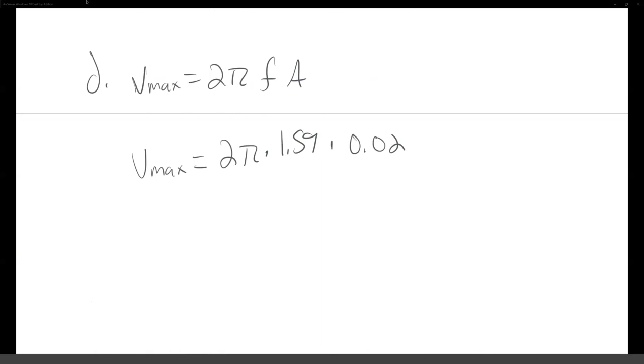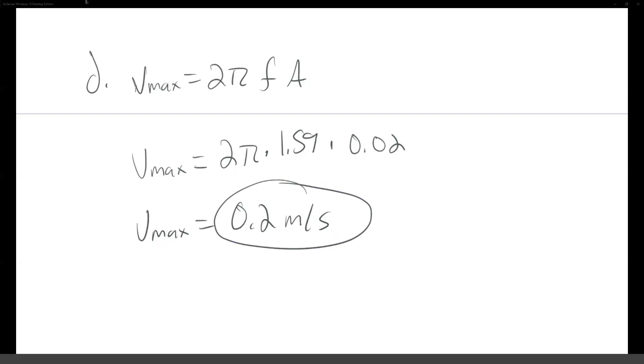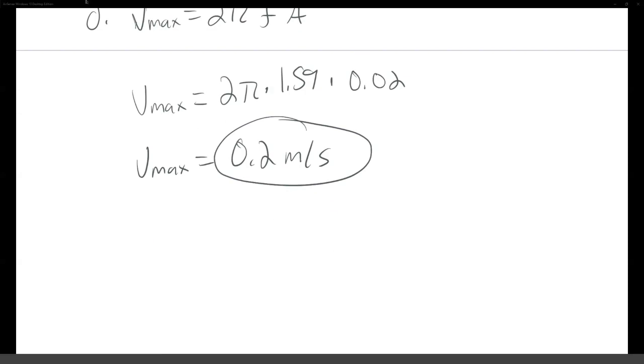So then if you multiply those all out, I ended up with a velocity max of 0.2 meters per second. Is that right? I think so. Yep. Okay, so now let's go back to E.